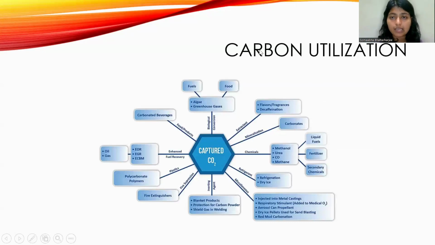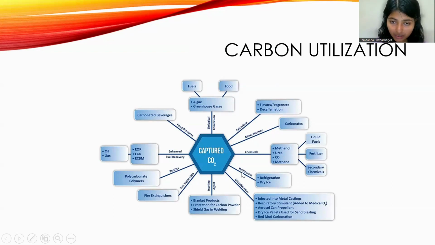Now this is the last step of the CCUS process. First one was capture, second one was the transport to the storage sites, and then storage, and then we are utilizing the stored carbon dioxide. So here we can see that this is the captured carbon dioxide.